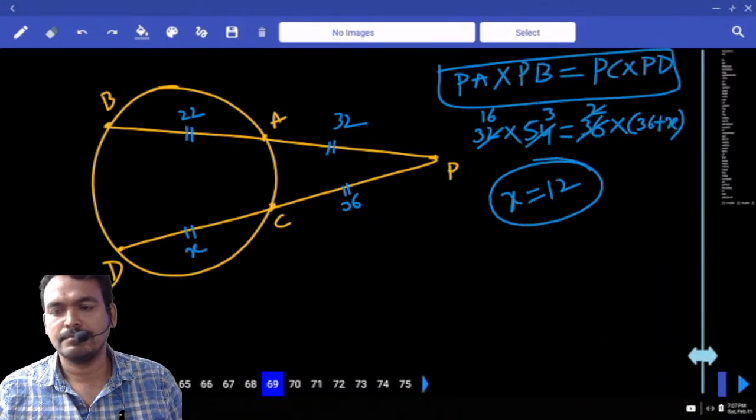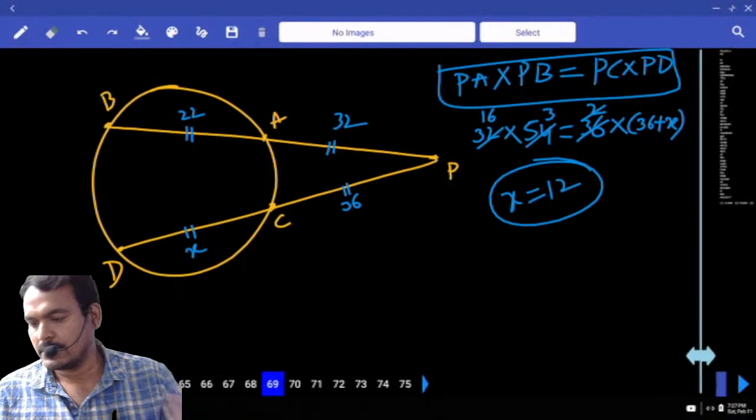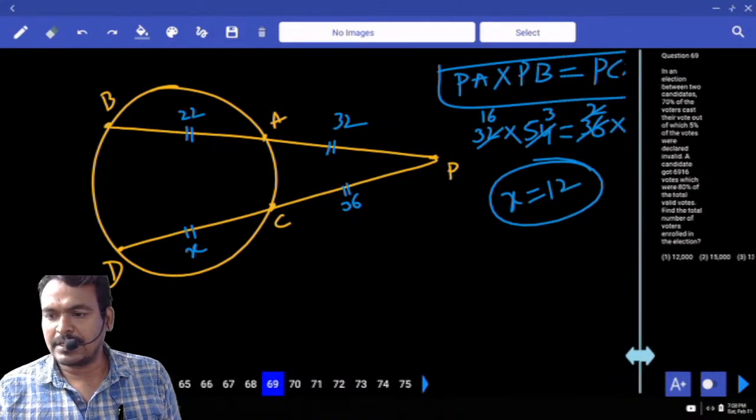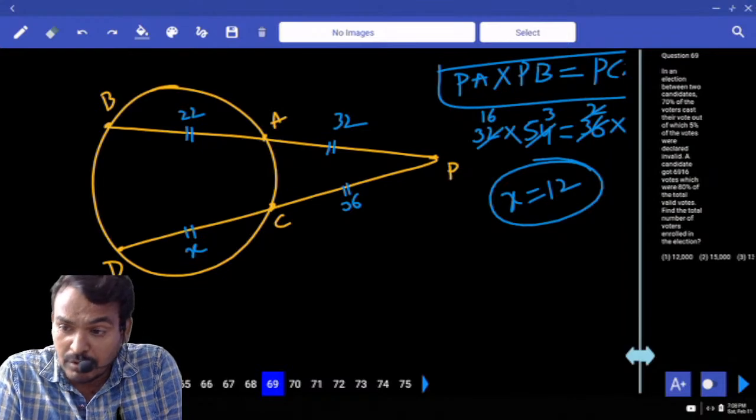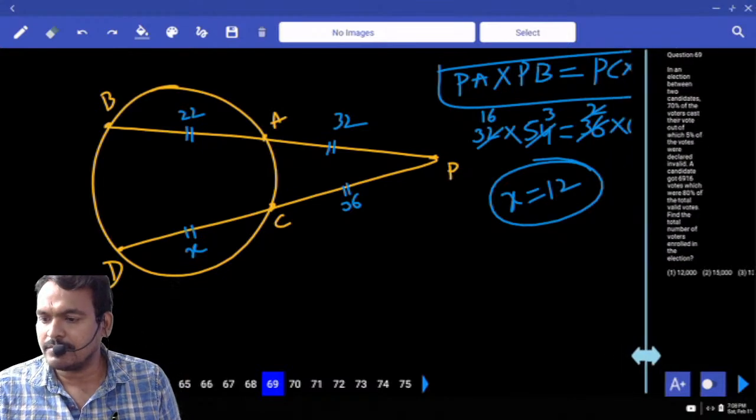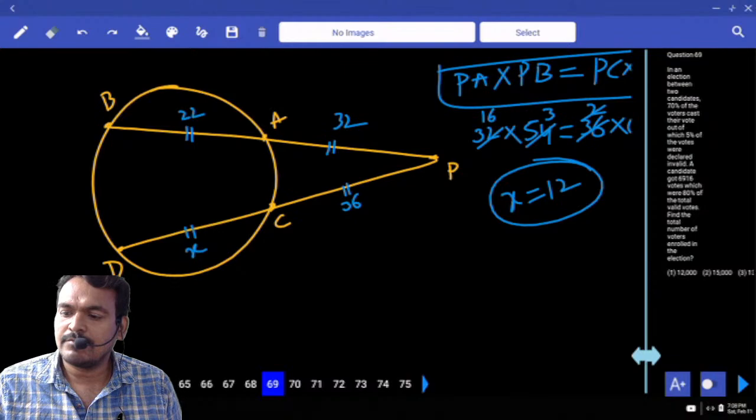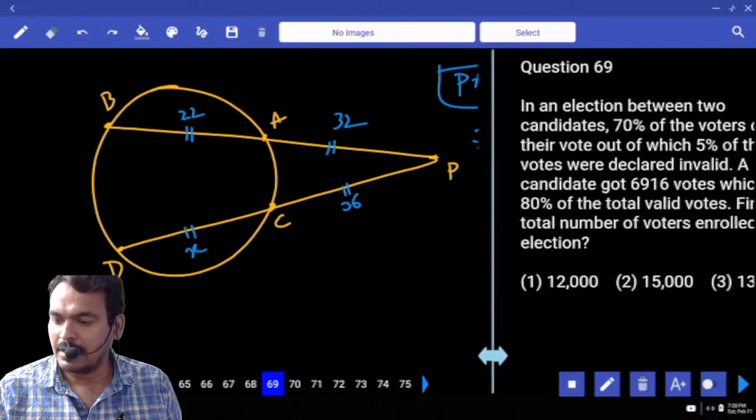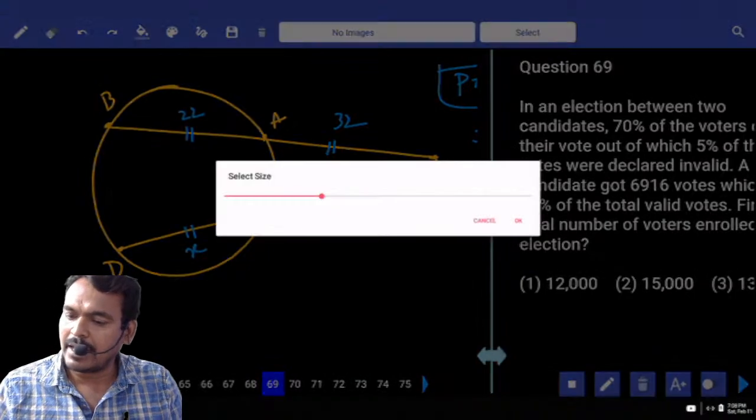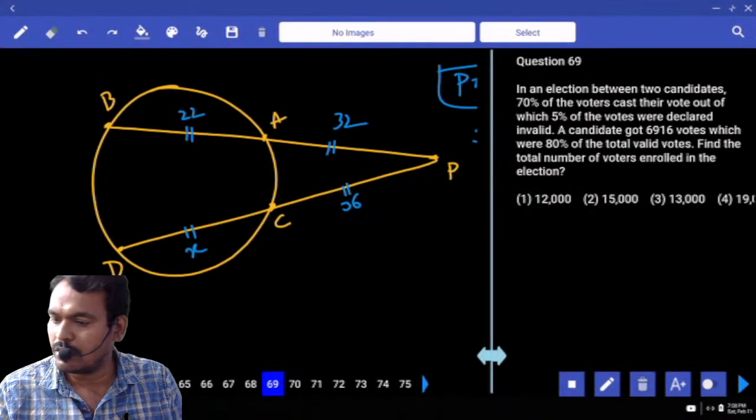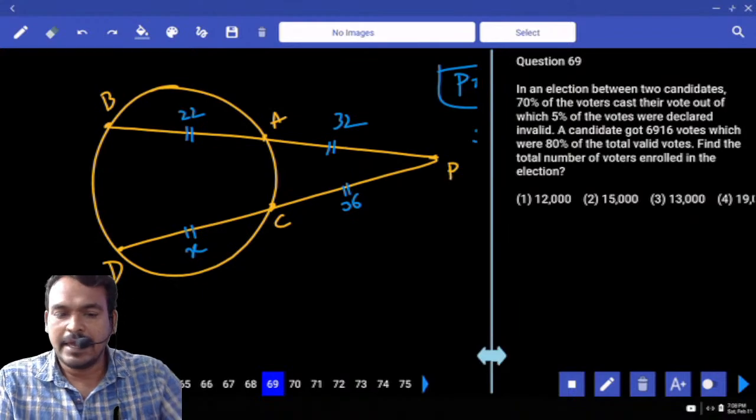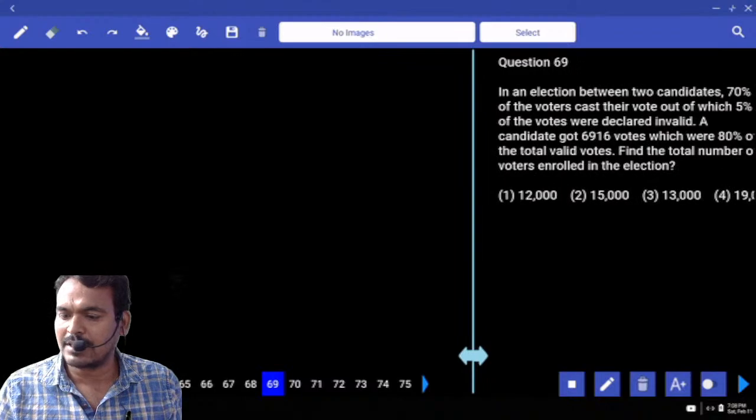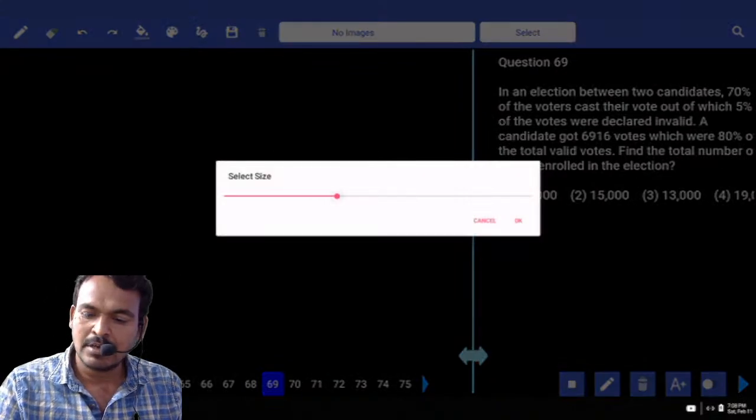69. In an election between two candidates, 70% of the voters cast their votes, out of which 5% of the votes were declared as invalid. And a candidate got 6916 votes, which were 80% of the total valid votes. Find the total number of voters enrolled in the election.